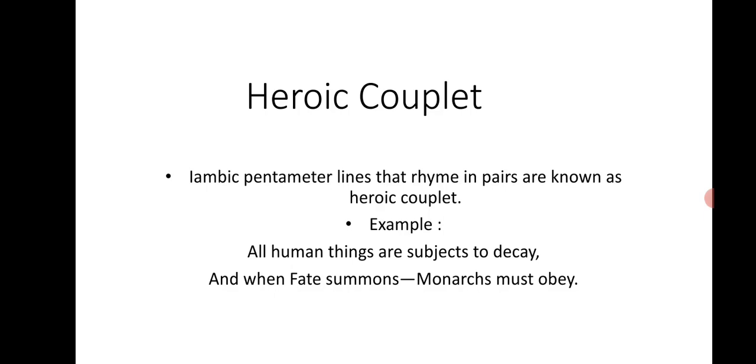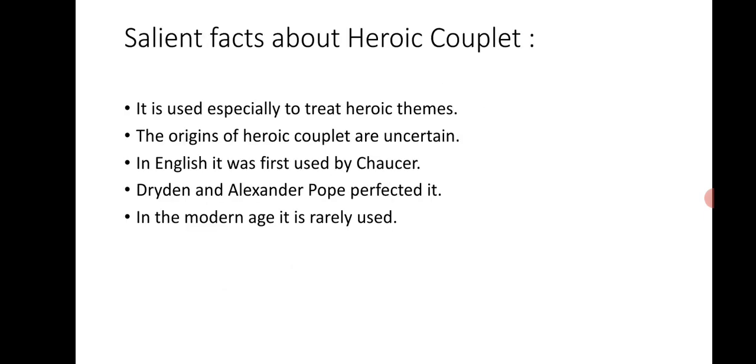And they rhyme in pairs, "decay" and "obey". So the sound is the same. So they rhyme in pairs. So these two lines are iambic pentameter lines and they rhyme in pairs. So this is the example of heroic couplet.